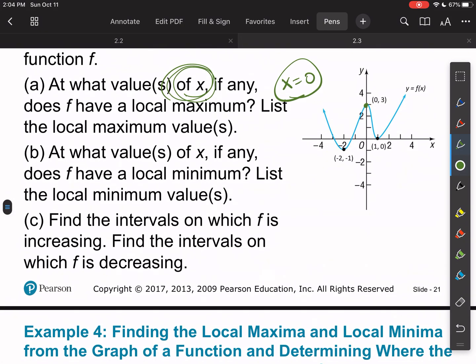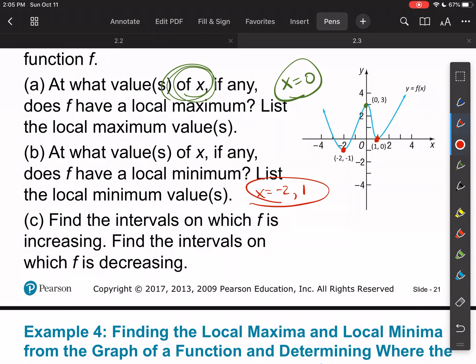Okay, then for part B, it says at what values of x, if any, does it have a local minimum? Well, my minimums happen here and here. They're the 2 valleys, right? So they happen at x equals -2 and at x equals 1.